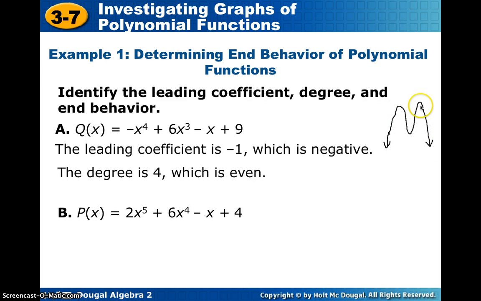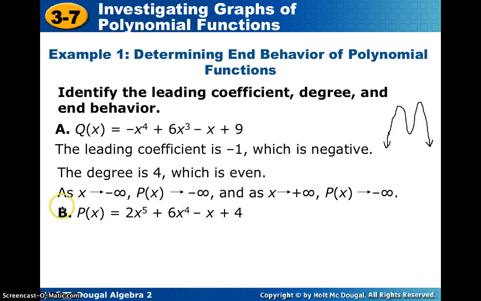Now look at this and let's see what the end behavior would be. Here we can see as x is moving in the positive direction, the function is going negative. So as x approaches negative infinity, the function p of x approaches negative infinity. As x is going to negative infinity on this side, the function is going down. And as x approaches positive infinity, on this side, the function is also going to negative infinity, going down.